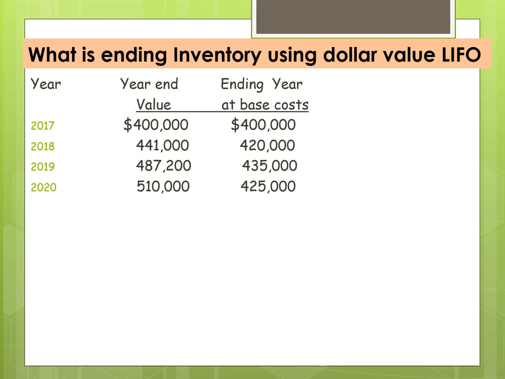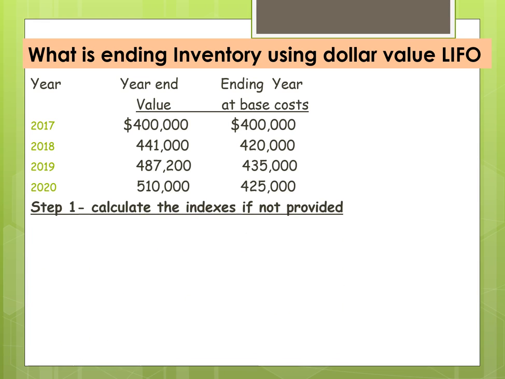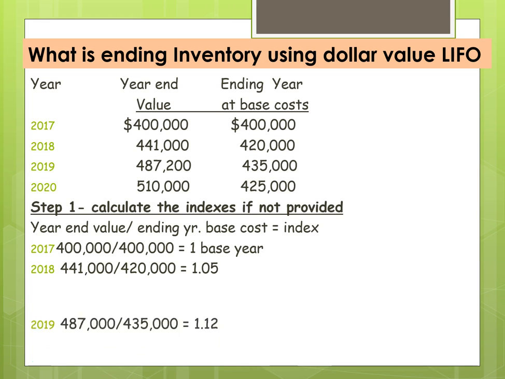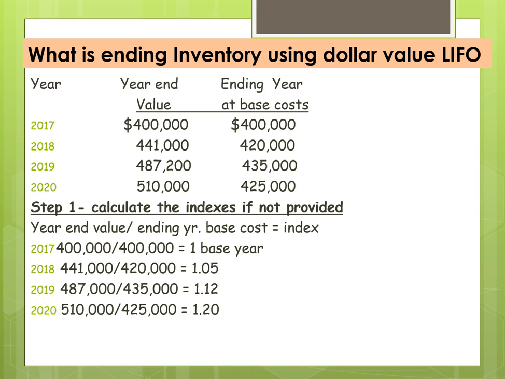And then we're looking at the future years, and we're trying to take it down to what its value is based on base costs. So first, if the indexes are not provided, and they are not in this example, we have to calculate them. So we take the year-end value divided by ending year base cost. So in our case, 1 would be our first year, 2018 would be our second year, 2019, and so now we have our indexes, which we need to determine the layers.